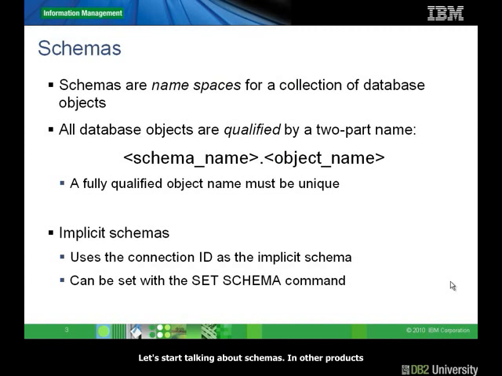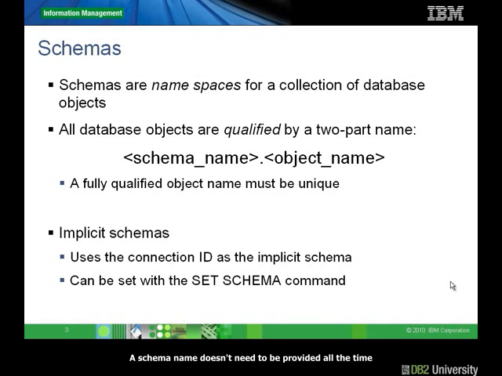Let's start talking about schemas. In other products, or when talking about relational database concepts, a schema normally means the entire structure of your database consisting of tables, views, and so on. In DB2, a schema normally refers to a namespace or a prefix or qualifier of an object.